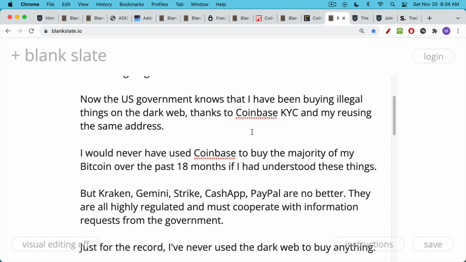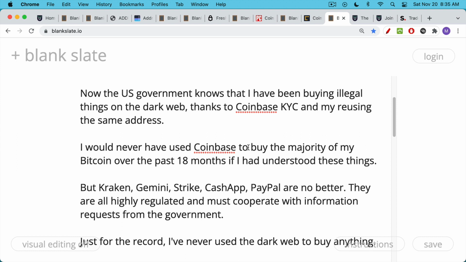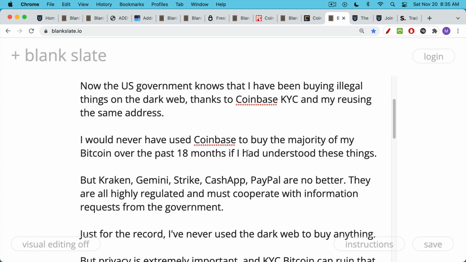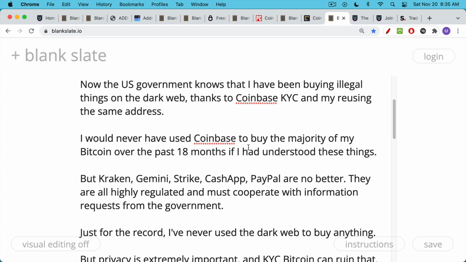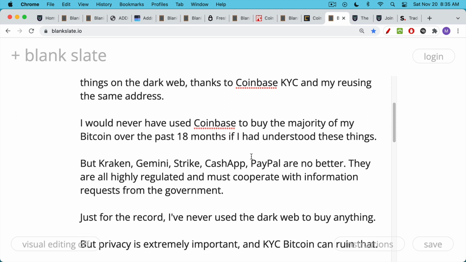Again, I would never have used a regulated exchange like Coinbase to buy the majority of my Bitcoin over the past 18 months if I had understood these things. But all the regulated exchanges, at least in the US, are no better. Coinbase might be slightly extra evil because they do a lot of this chain surveillance in-house, but I think regulators are forcing many of these exchanges to do something similar. Kraken, Gemini, Strike, Cash App, PayPal are no better. They're all highly regulated and they need to cooperate with information requests from the government. And even if you delete your account with them, a lot of them are forced to keep this information for 5 or 7 years or whatever it is per government regulations.